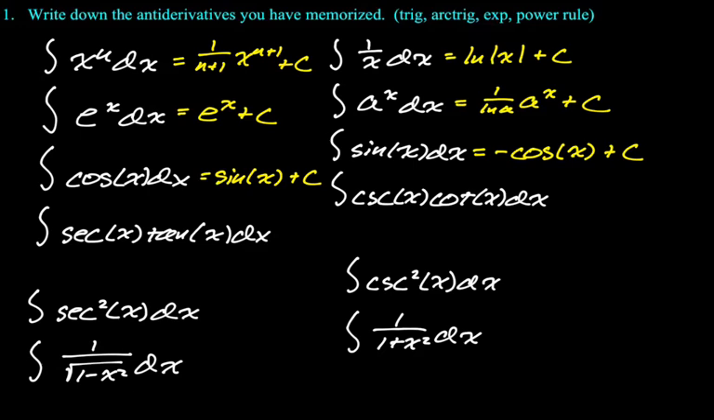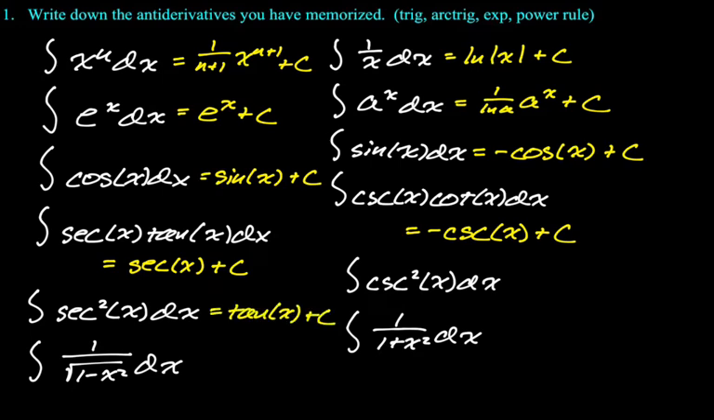Secant tan is another one. If you don't recognize it, you're probably going to be in a little bit of trouble. Secant tan is the derivative of secant, so the antiderivative of secant tan is secant. Cosecant cotan, so we have a co thing going on. We're going to get negative cosecant plus c. Secant squared is the derivative of tangent, so the antiderivative of secant squared is going to be tangent.